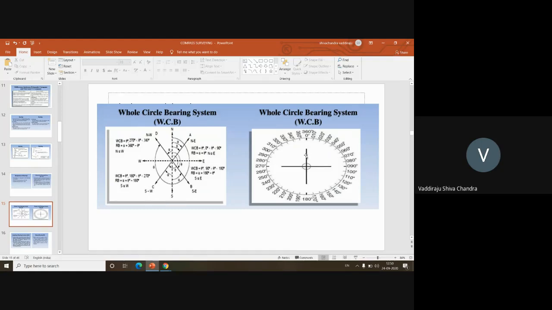So this first one is the first quadrant. This is north, east, west, south. I hope you are all aware of these directions, right? Right or wrong? Are you aware of the directions?